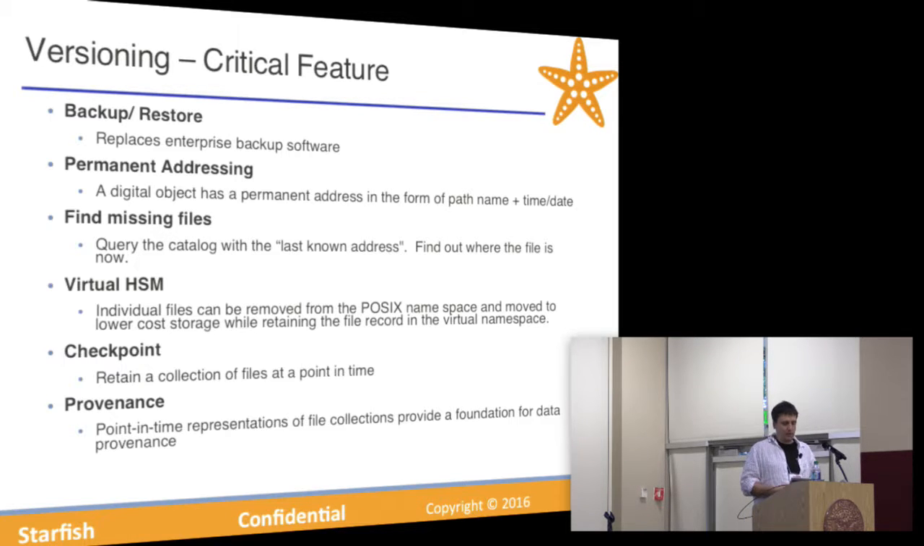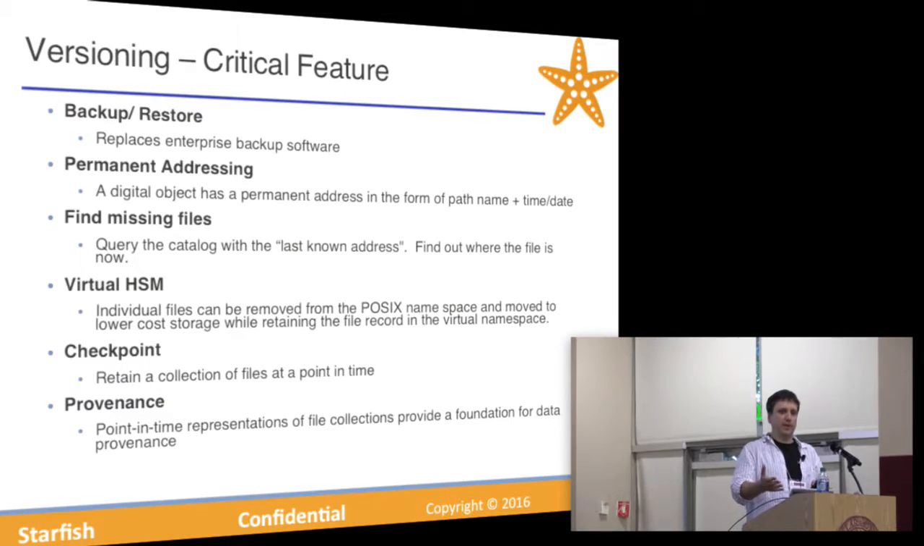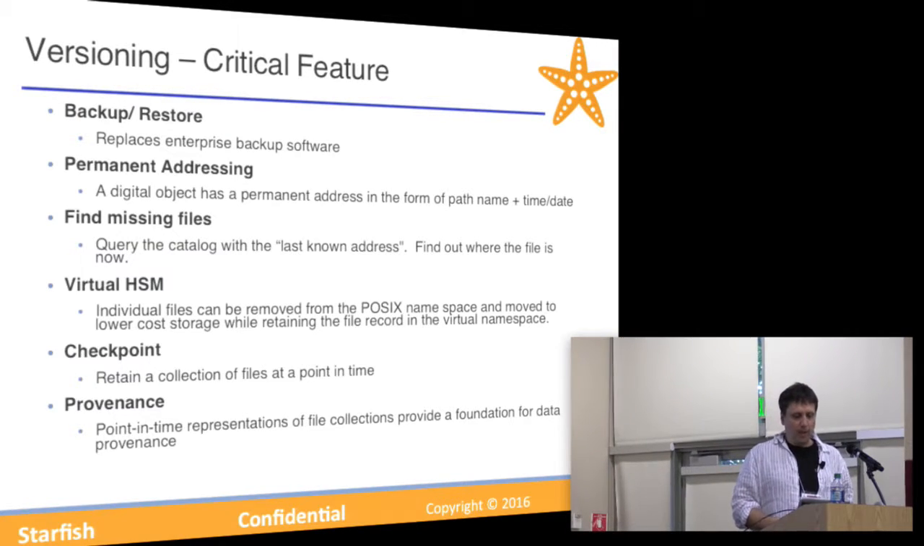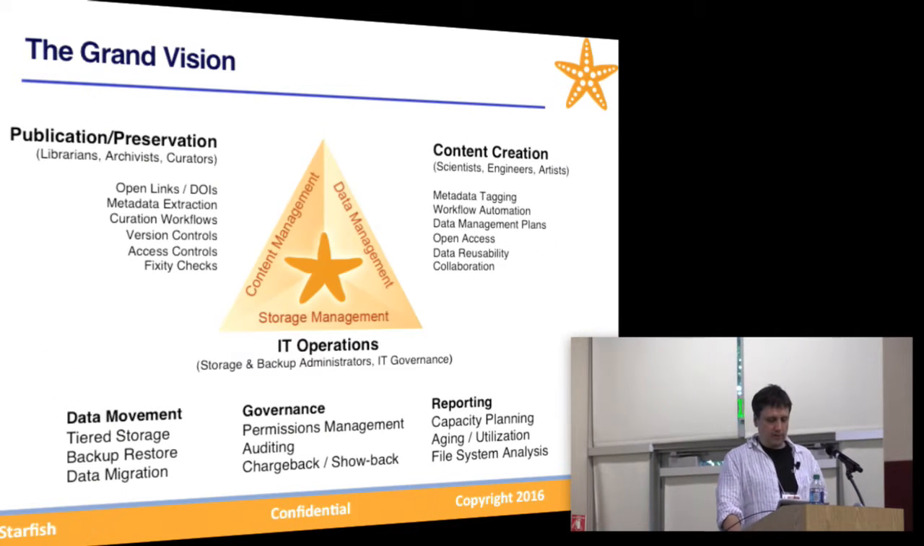It also allows you to include metadata in it. A virtual HSM where files can move out of the physical namespace but still be reflected in the database namespace. Checkpointing where you can just freeze a collection at a point in time. Now this isn't like atomic. It's not like while you're running data in flight, but you've got a collection at rest. You can basically say, yeah, I'm done with my research at this point, or I want to save this body of data. Easy to do. And then kind of the underpinnings for a provenance system.